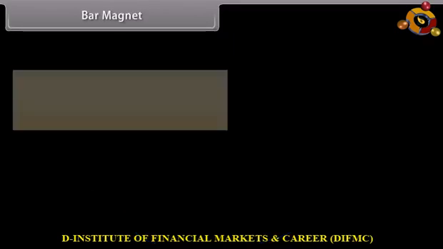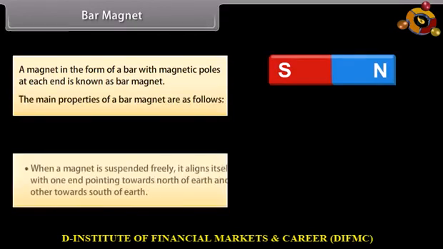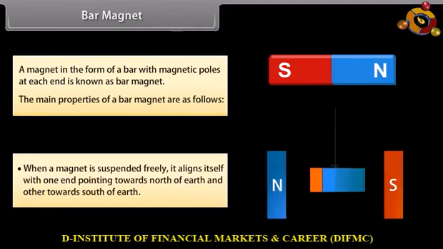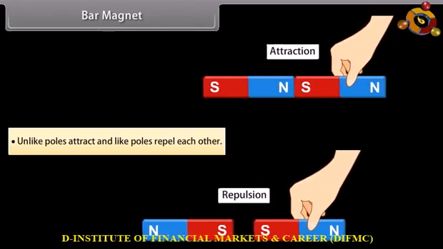Bar magnet. A magnet in the form of a bar with magnetic poles at each end is known as a bar magnet. The main properties of a bar magnet are as follows. When a magnet is suspended freely, it aligns itself with one end pointing towards north of Earth and other towards south of Earth. Unlike poles attract and like poles repel each other.